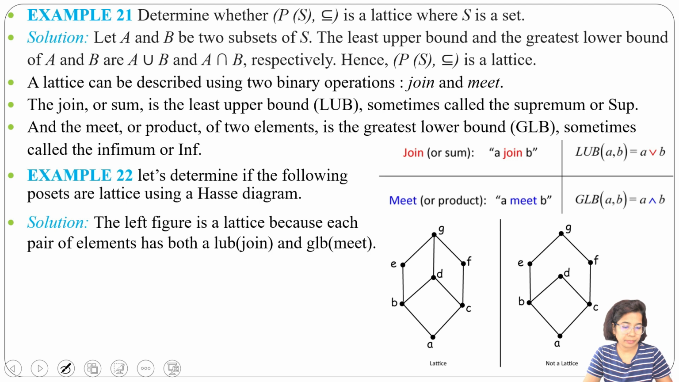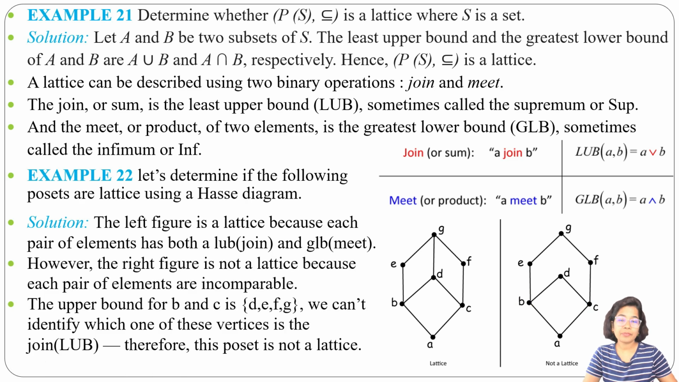Now check the second figure. For D and F, its meet is C, but we cannot find its join. They are not joining. For E and D, we cannot find its join. We can find its meet. Its meet is B. As for every pair, we are not able to find both join and meet. Hence, it's not a lattice. So we found the first Hasse diagram is a lattice while the second Hasse diagram is not a lattice.